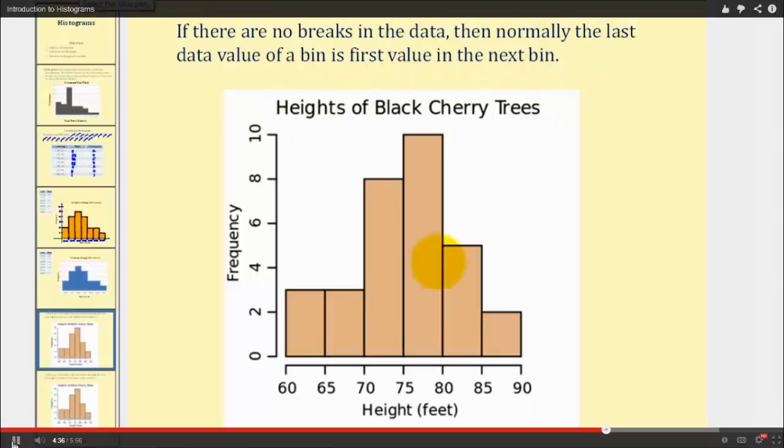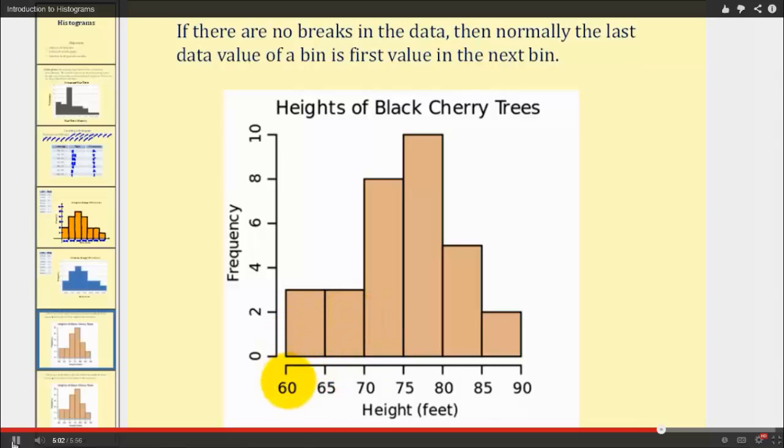For example, looking at the given histogram on heights of black cherry trees, notice how the horizontal axis is labeled by 5s, so this first interval or first bin looks like it goes from 60 to 65, and the second bin or second interval goes from 65 to 70. So the question becomes, where is the 65? Is it in the first bin or is it in the second bin? It's actually in the second bin.